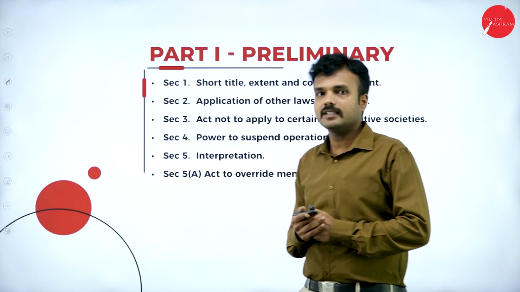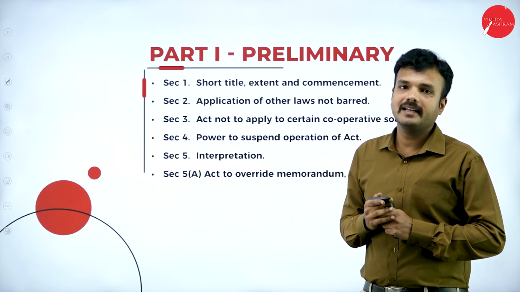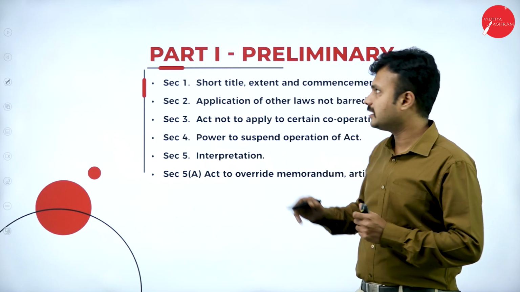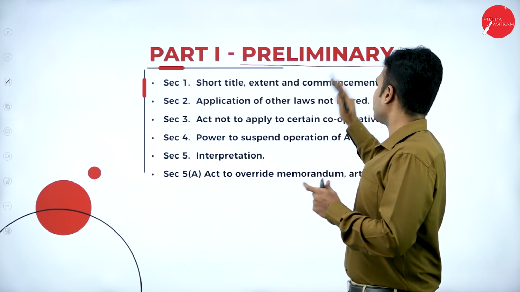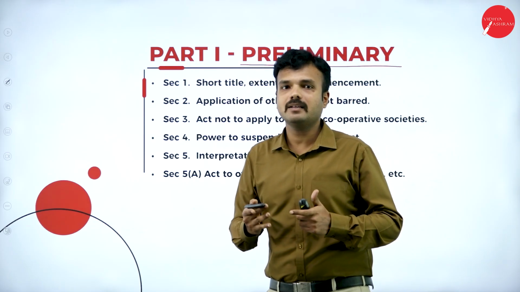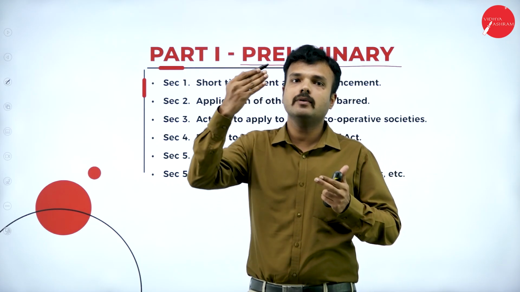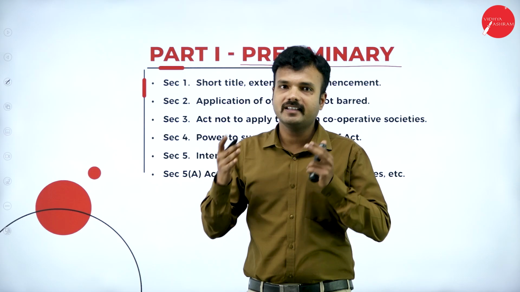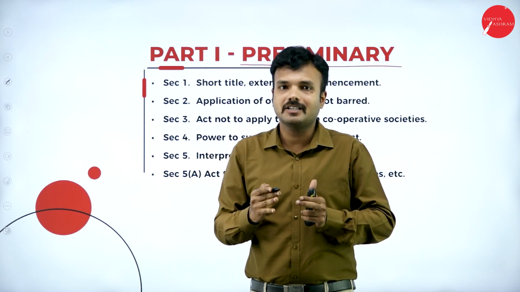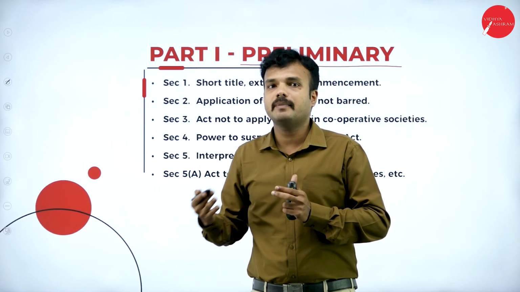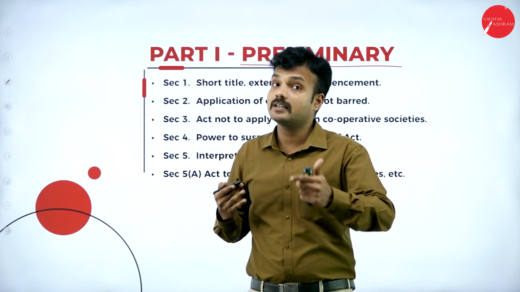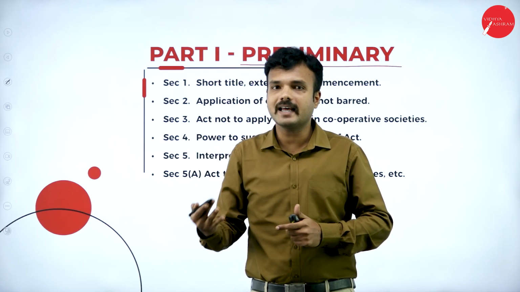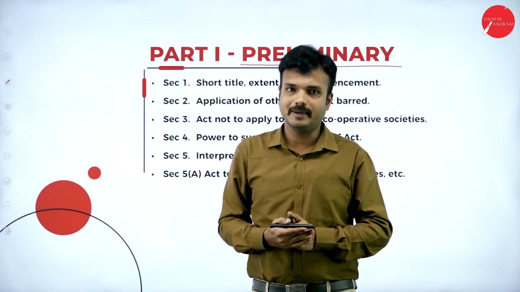Part 1, that is preliminary. So we are going with Part 1 of the Banking Regulation Act 1949. This Part 1 is going to say about the preliminary. So what is a preliminary about? Preliminary means it is going to give the basic things: why the banking company is in existence, which are all the activities that the banking company is going to do, and which are all the activities that the banking company must not do. It is going to give a brief introduction about banking companies, right?